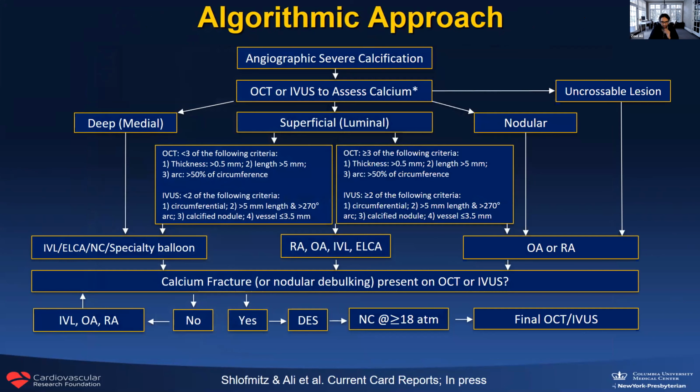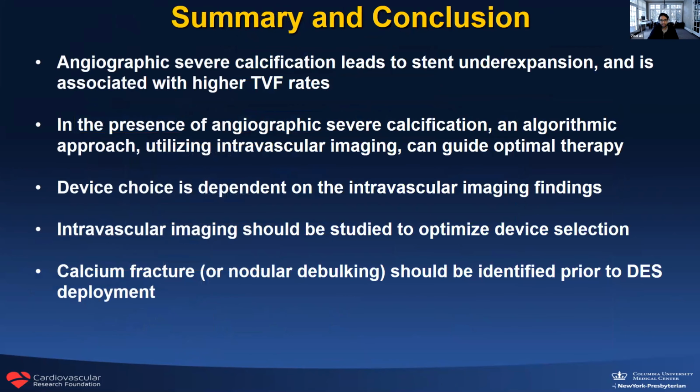Thus, I would strongly suggest that we consider using an algorithmic approach using advanced OCT imaging for advanced calcium lesion preparation. So in summary, angiographic severe calcification leads to stent under expansion and is associated with high TVF rates. In the presence of angiographic severe calcification, and perhaps even moderate to severe calcification, using an algorithmic approach using intravascular imaging could optimize therapy. The device choice is dependent on imaging findings. Imaging should be studied to optimize device selection, and calcium fracture should be identified prior to DES deployment.